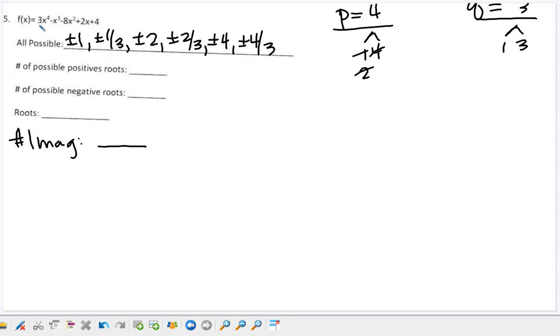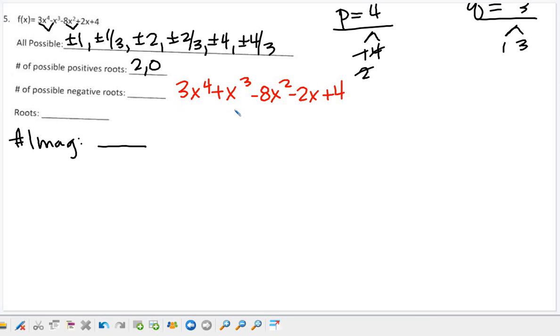Okay, so positive, positive to negative, negative to positive. So 2 or 0. So remember, for negative, we sub in a negative. Even stays the same, so that'll be a positive 3x to the 4th. The odd swap, so that'll be a positive x cubed. Even stays the same. Odd swaps, and the constant stays the same.